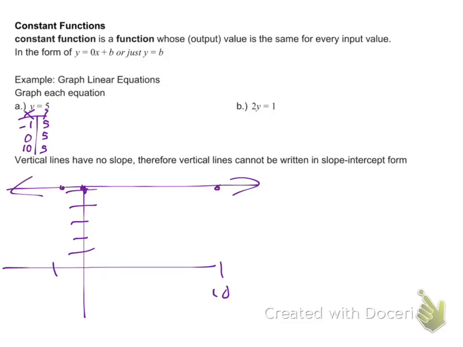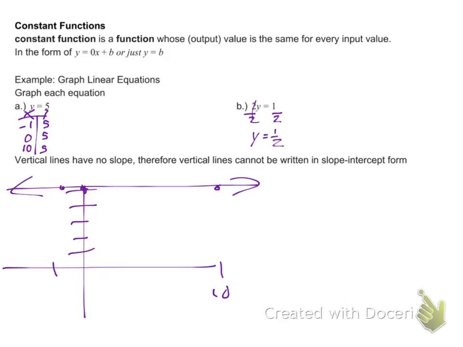Part B, though, it says 2y equals 1. What do I need to do there? You need to solve for y. And so divide both sides by 10, right? No, it's 2. Just seeing how many people would agree with me. So y equals 1/2.